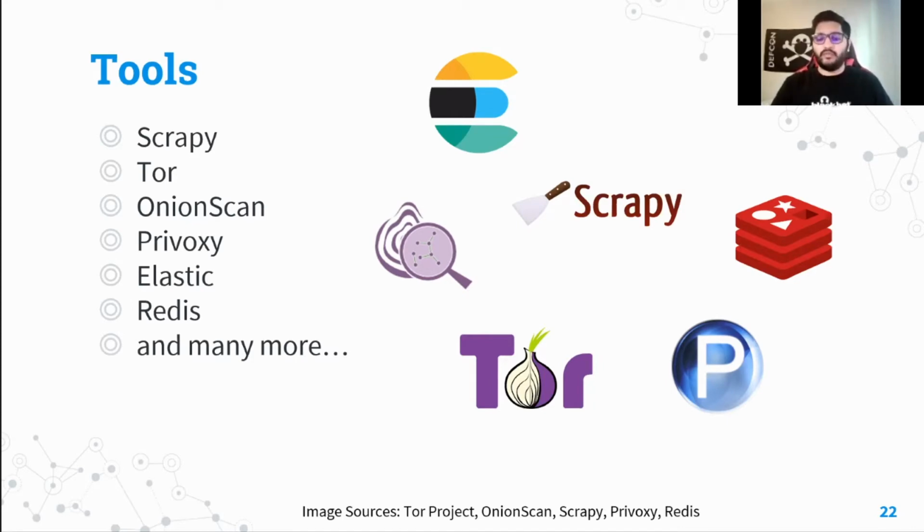Second is Tor. Obviously, if you want to access Tor, then you need to install Tor. OnionScan is another great tool that we use to determine the relationship between different onion websites and whether a website is up or not.